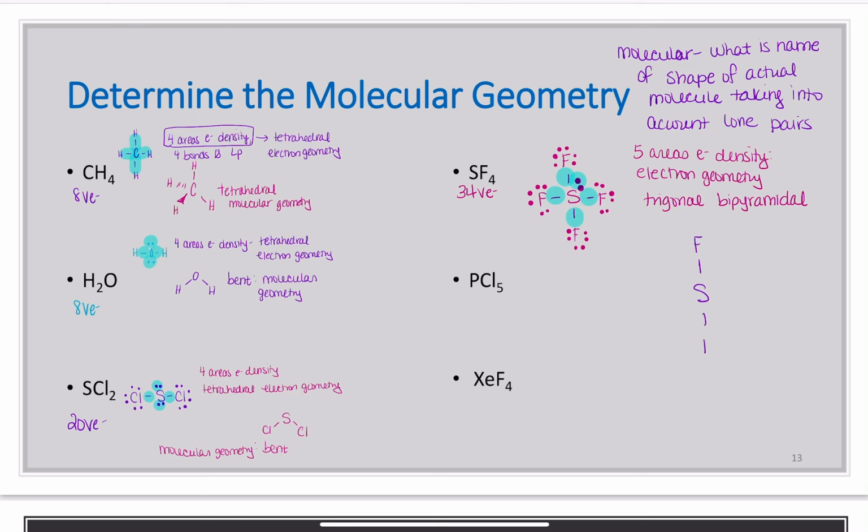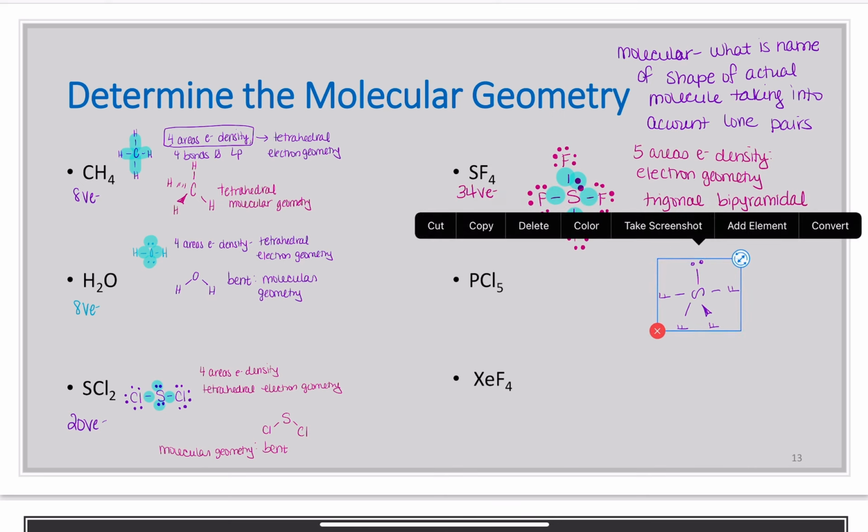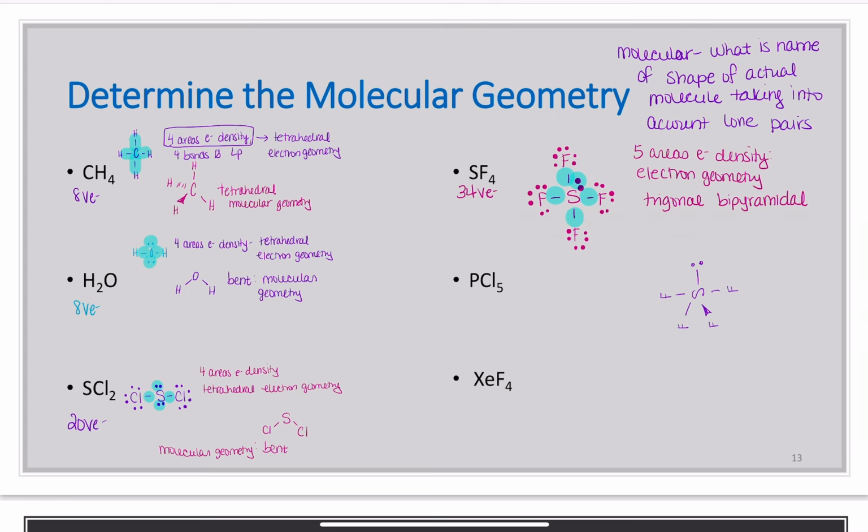Now remember, for trigonal bipyramidal, your lone pair will go on an equatorial position. Sometimes students recognize this sideways, sometimes they don't, so if you have to rotate it, this is your seesaw. So your molecular geometry is your seesaw.